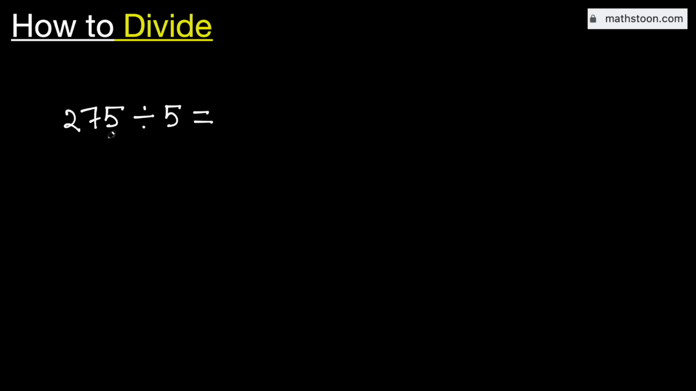In this video, let us learn how to divide the number 275 by 5 using the long division method. Consider the first digit 2. It is less than 5, so we will consider the number 27. We know that 5 times 5 is 25. Subtract, we get 2.